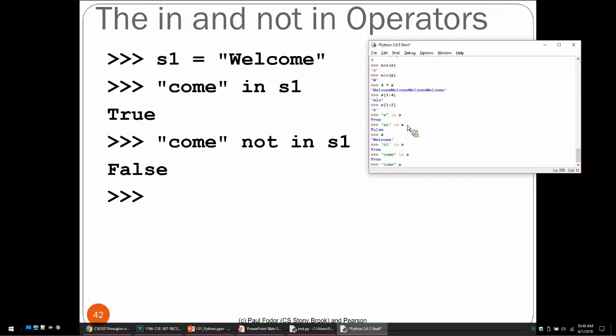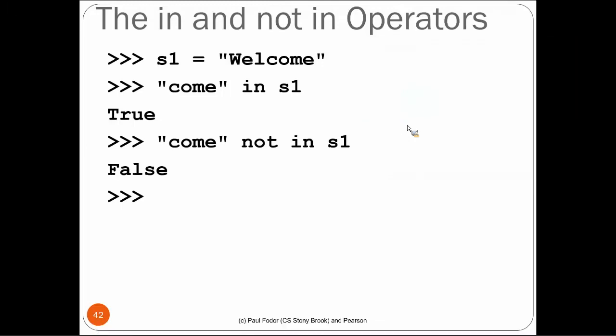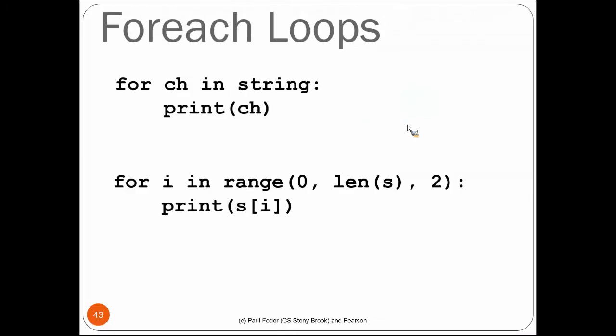Not in basically is the negation of in, and it returns the inverse. So if come is in welcome, then not in returns false. It reverses, it is the negation of come in S. If you want to loop over every character, you can write a for loop: for every character in the string, print the character, or for every index I in the range from 0 to the length of the string, you can print every s of I, with an index variable.